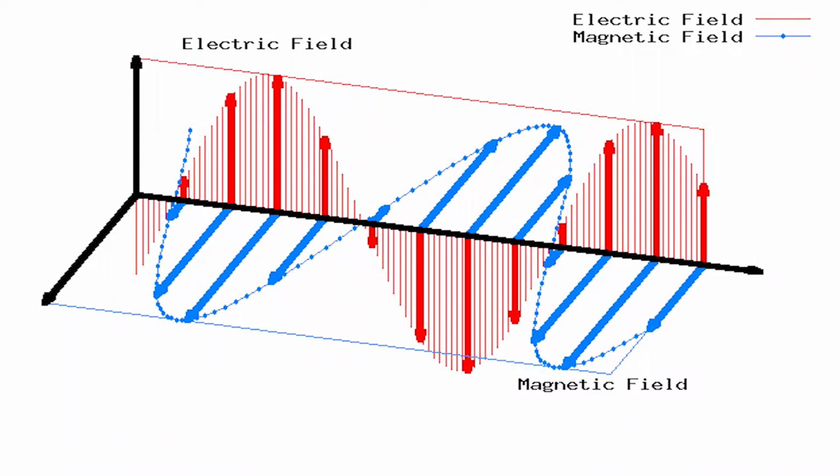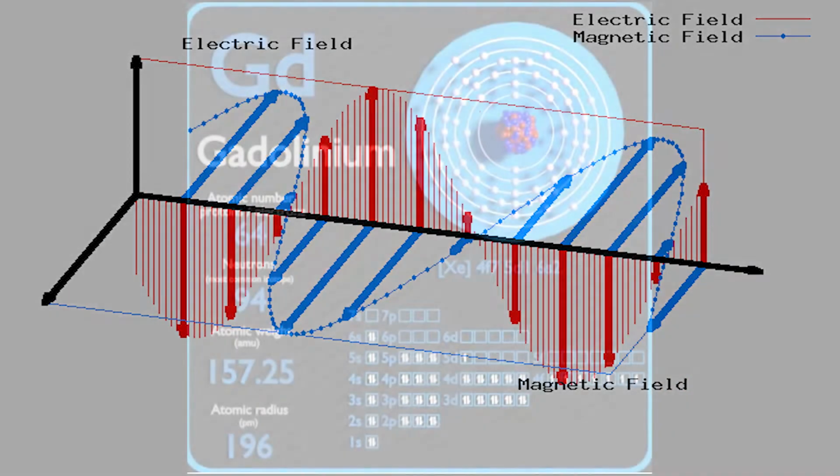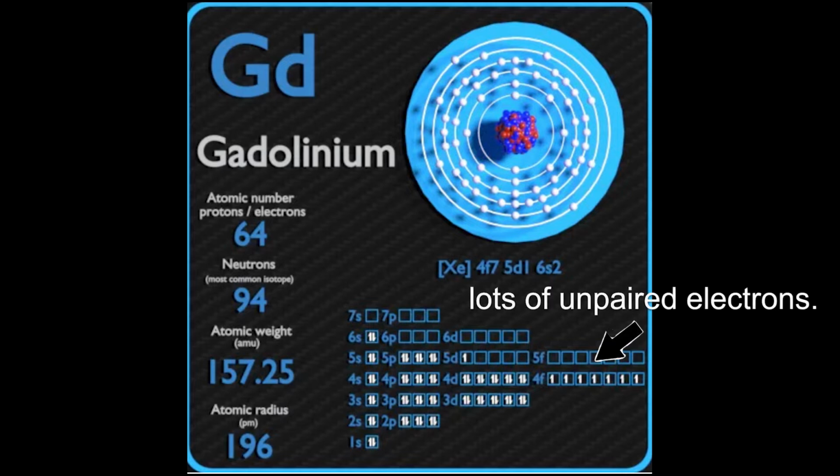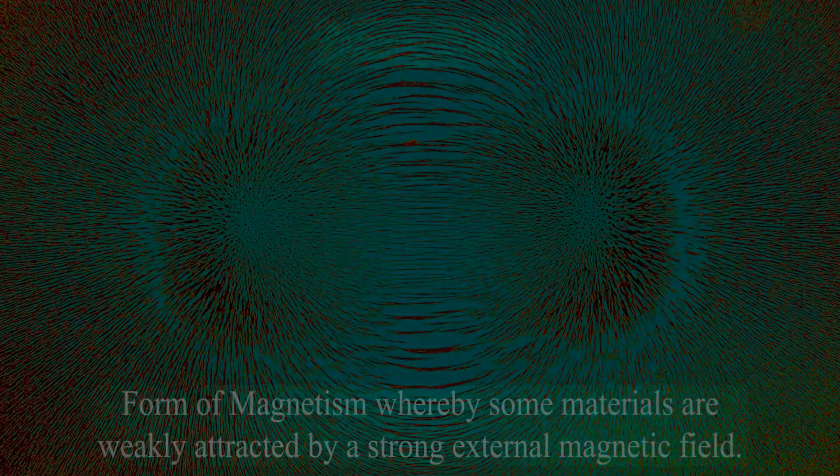With electron movement comes an electromagnetic field. The more electrons that are unpaired in their orbital and have the same orientation, the more electromagnetic forces will amplify each other. This is what makes a material paramagnetic.